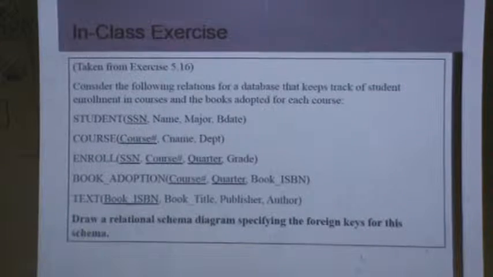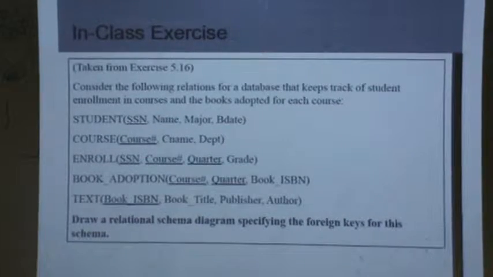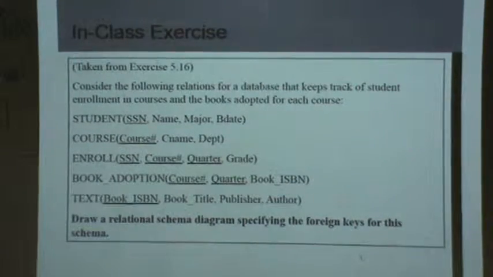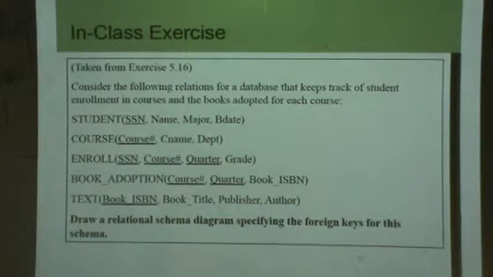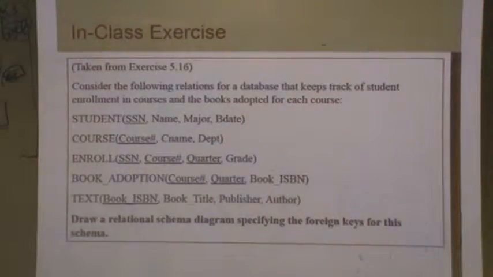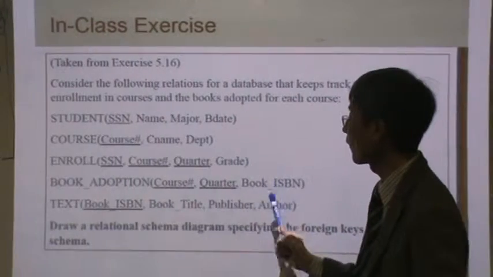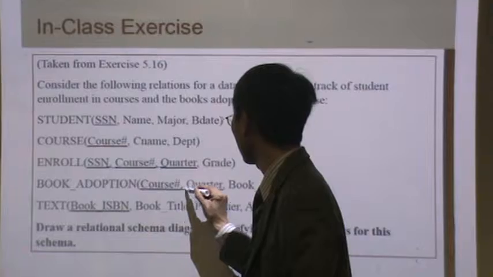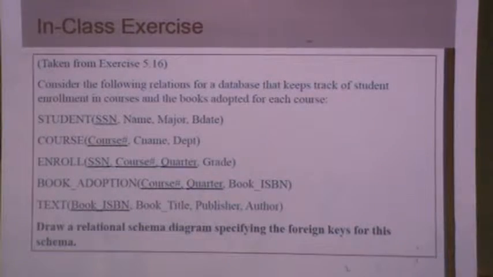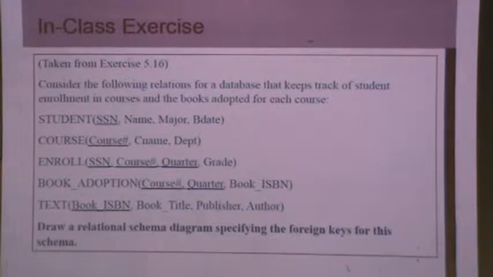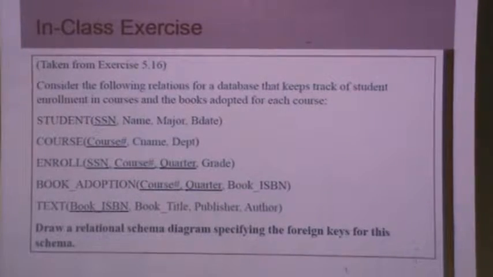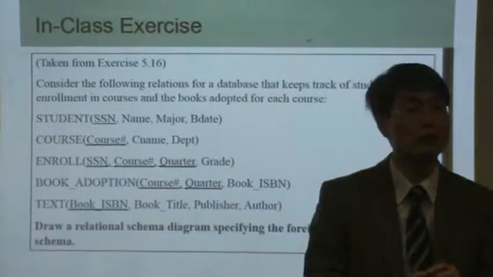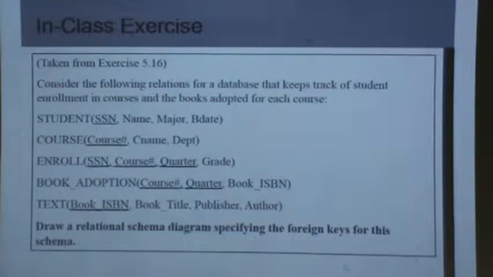Okay, this is the bookstore, or enrollment course, some part of the student database. We have five tables, and they are actually connected, each with one primary key. For example, student has a social security number as a primary key, and course has a course number as the primary key, and so on. So we have five tables, five relations, with a primary key for each.